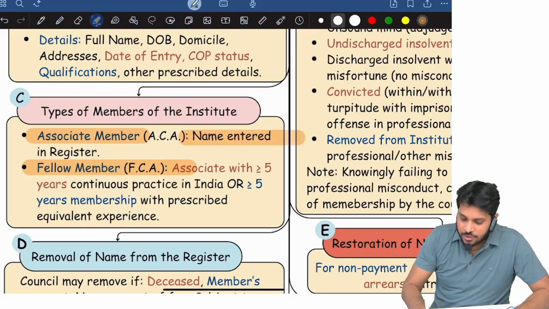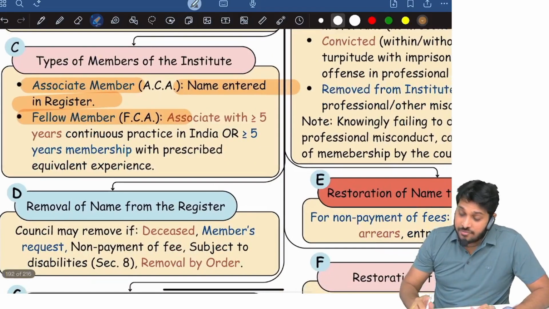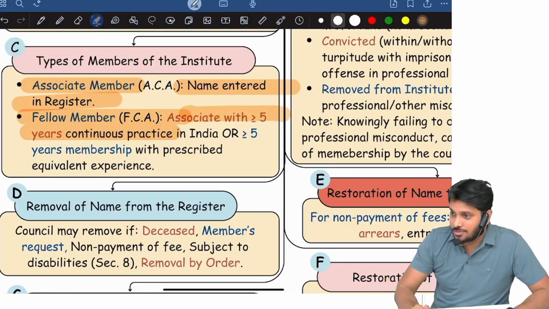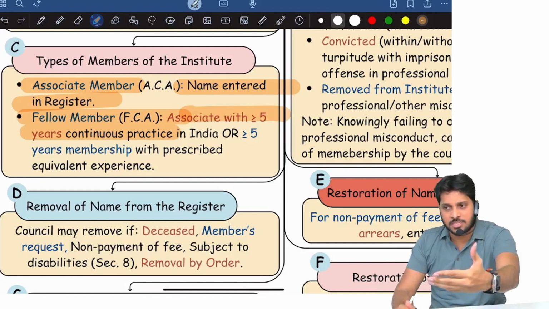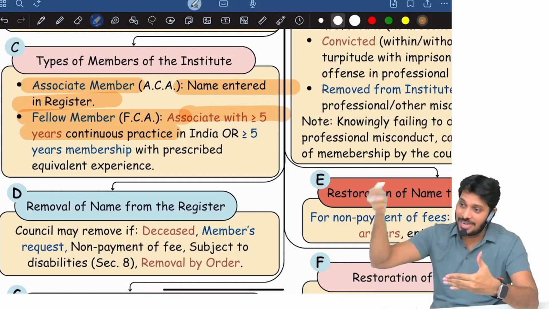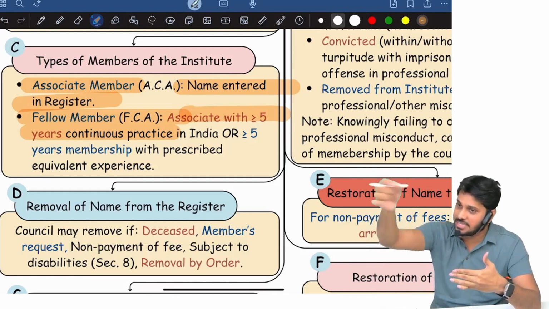We have two types of membership, ACA and FCA. For the first 5 years after your name is entered, you are an ACA. After you clear ACA, you can apply for membership, whether you want to practice or not. But if you want to practice, you should pay a separate fee and get COP.